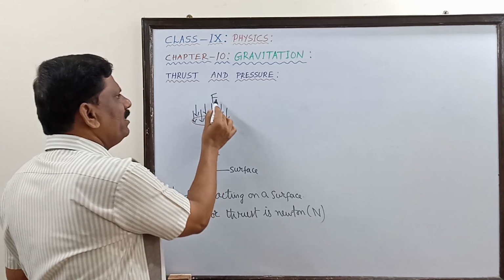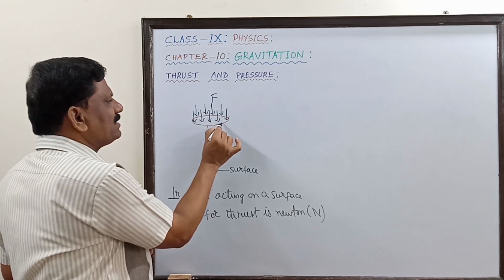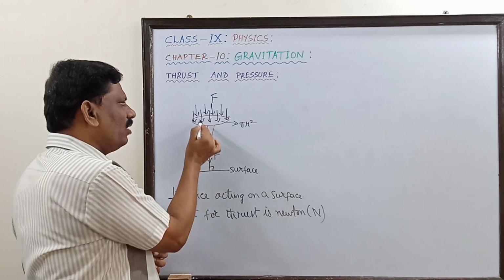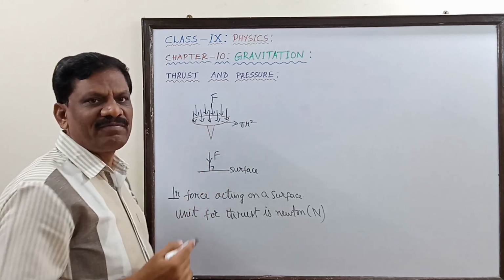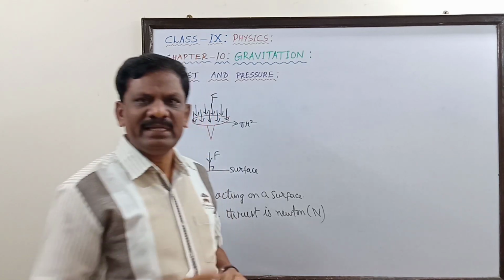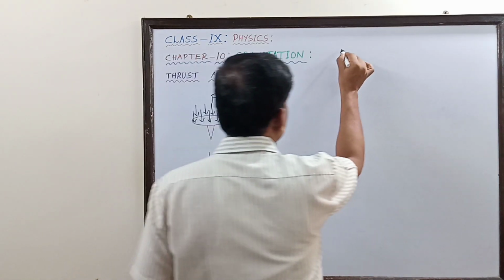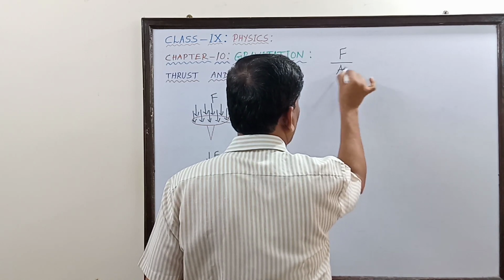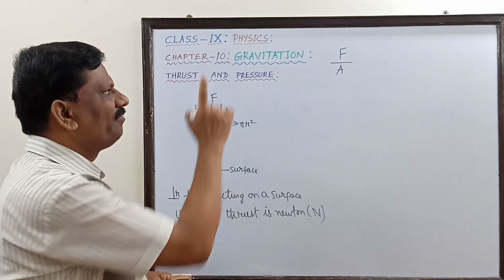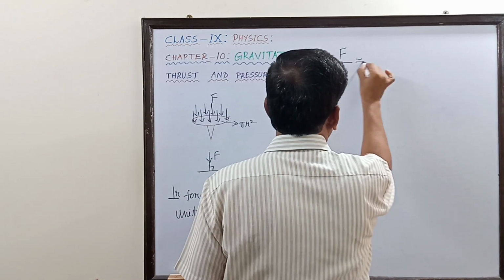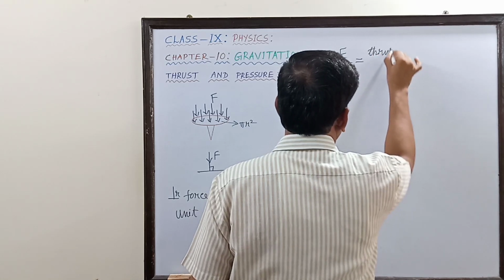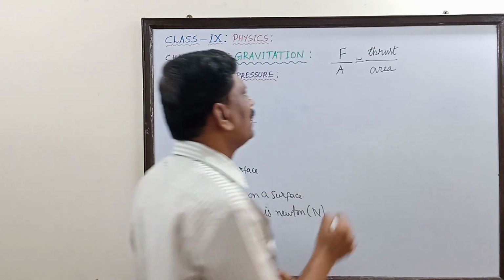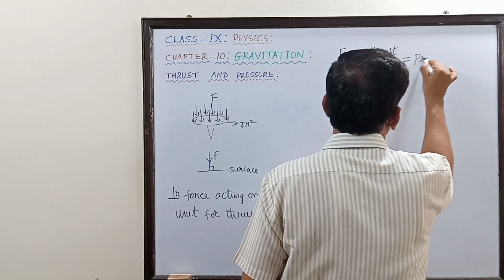Now, consider the force acting on the surface and the surface area, pi r square, of the circular pin. How will you find the surface area of the top surface? It is circular in shape, so it is equal to pi r square. If you divide the thrust, the perpendicular force acting on the body, by its own area, this ratio of force per unit area, which is also called thrust per unit area, or the perpendicular force acting per unit area, this ratio is called the pressure.